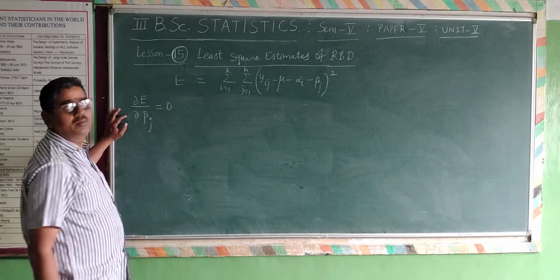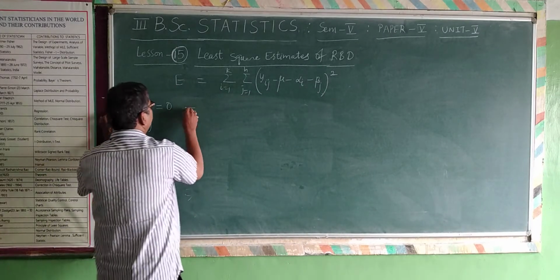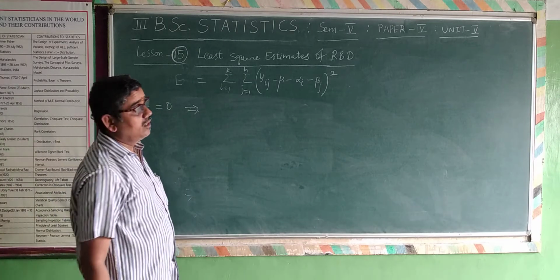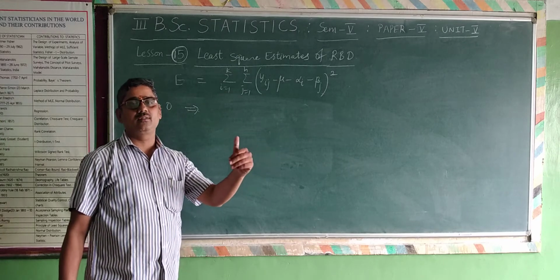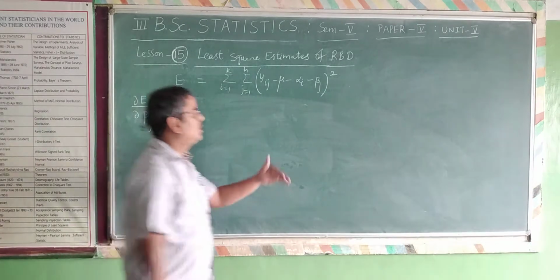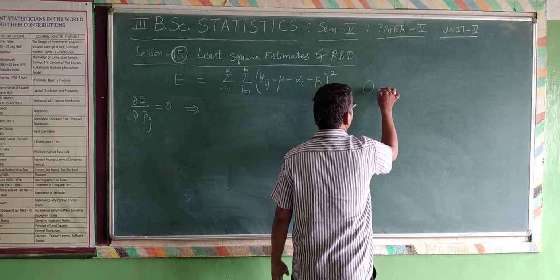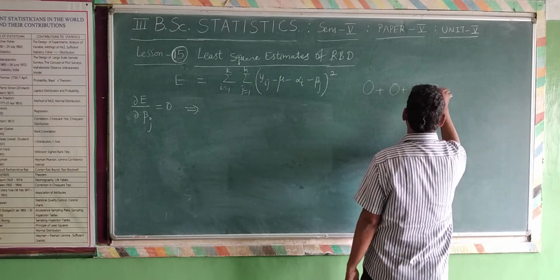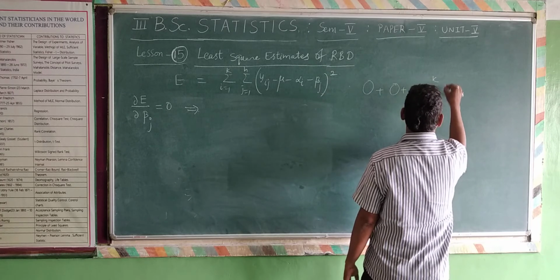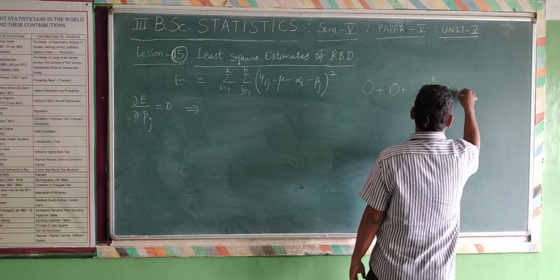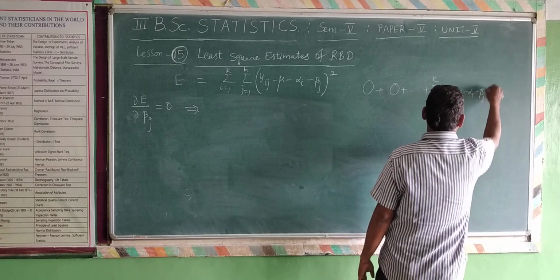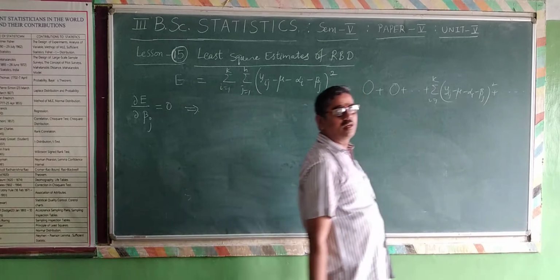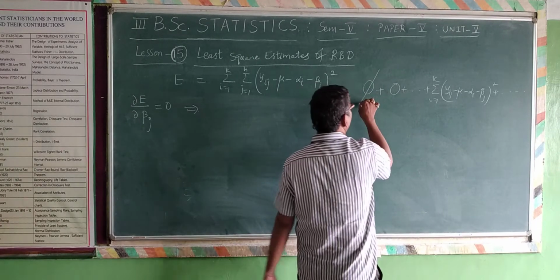Now dou e by dou beta_j is equal to 0. If you consider the differentiation with respect to j, then you first have to expand j. j equal to 1, j equal to 2, the j equal to 1 term, plus the j equal to 2 term, plus and so on, plus the j equal to h term. That is summation i equal to 1 to k, (y_ij minus mu minus alpha_i minus beta_j) whole square, plus and so on. Okay, all the terms. Now the differentiation for the first term is 0.